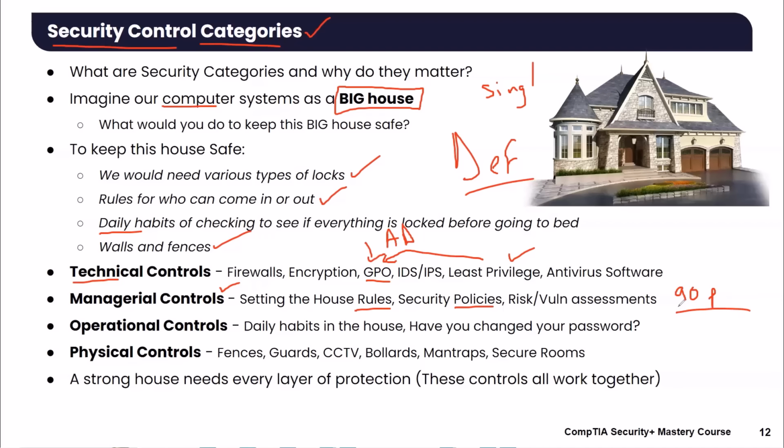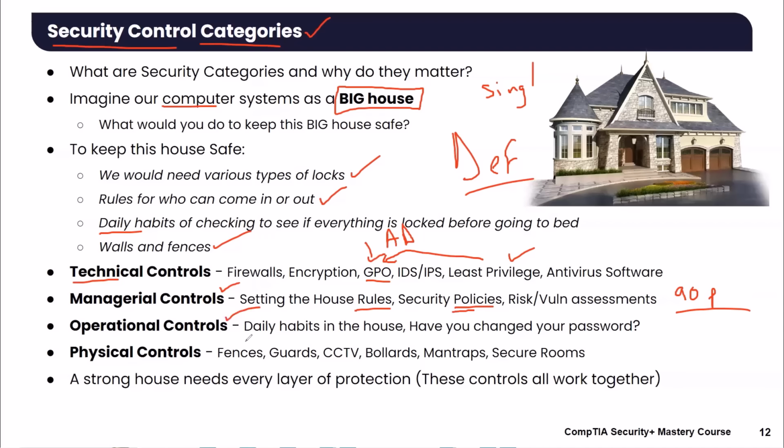So what happens is we're going to have a piece of paper that says that. We're going to say, hey, look, read over this, sign right here that after 90 days, you're going to change your password. Well, that's going to be the managerial control, that piece of paper, that document that they're going to read and sign. And then the next one we have is operational controls.